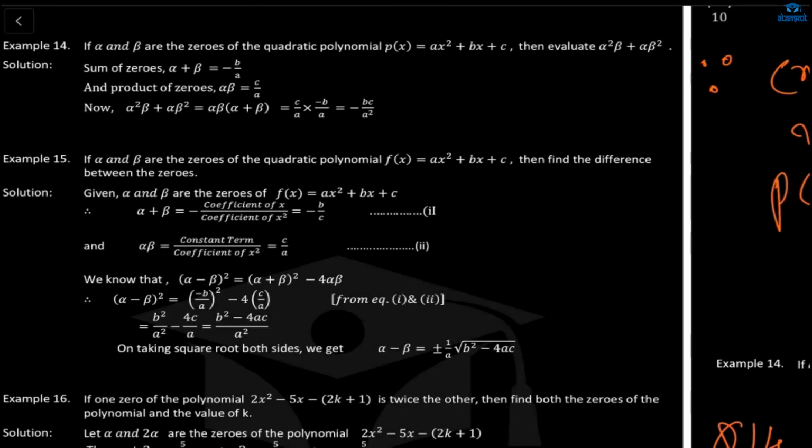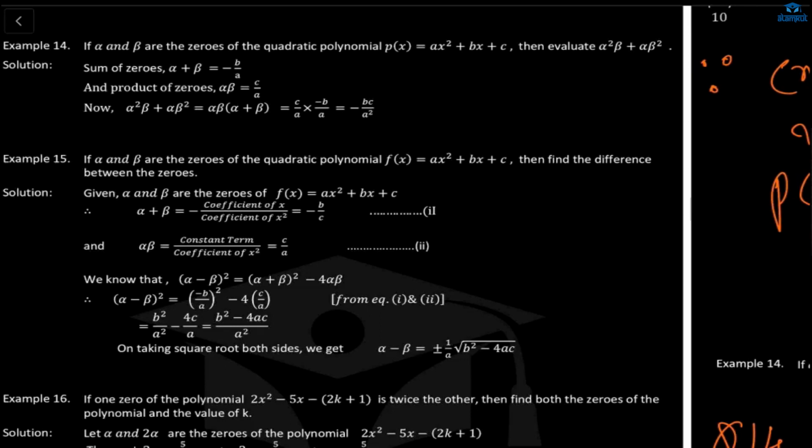Ma'am, how will I do it? If zeros are n and 2n, how will we proceed after that? How are you going to find the zeros? First, answer my questions and you'll get it. The first zero is what? N. If you are taking it as n, one zero is n and another zero is? 2n. Okay. Now what is the sum of the zeros?